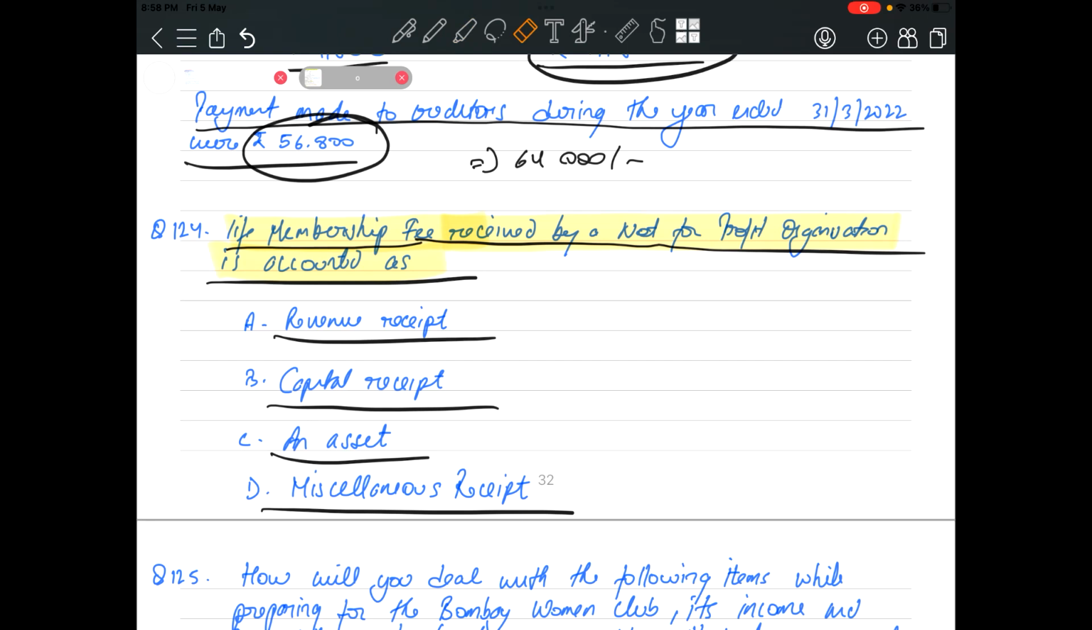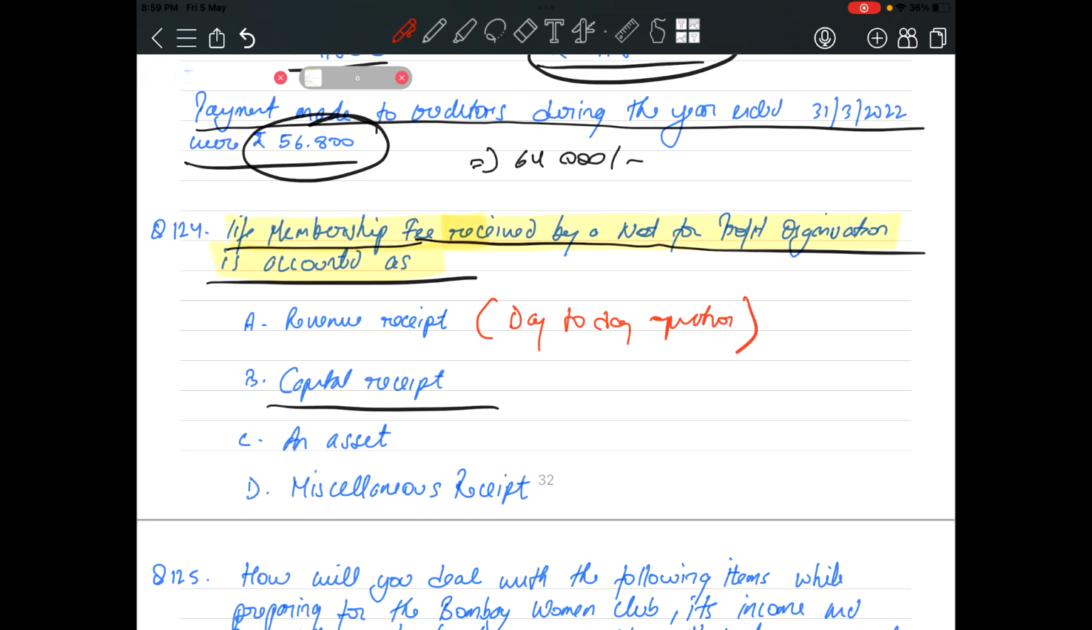So what will be the answer for this question? It will be capital receipts. Revenue receipt means receipt for day-to-day operations. We receive something for day-to-day operations, right? Capital receipt is basically a receipt for a longer period of time. So this will be a liability for the NPO. So the answer for question number 124 is capital receipts.